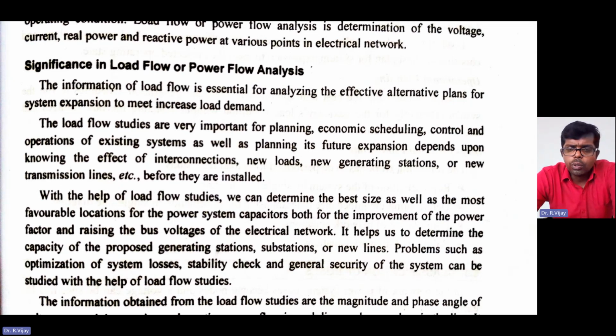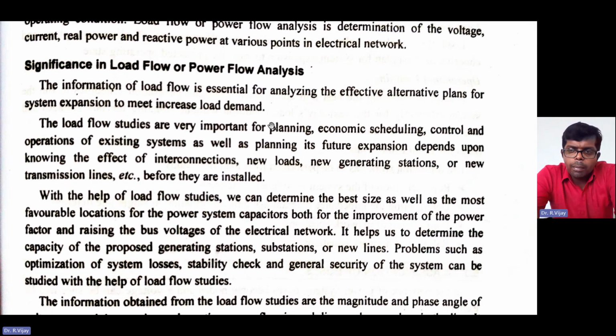Due to the increase in load demand, by testing all these values, say for example voltage, current, real power, reactive power, we can see what is the change in the voltage, the change in the real power, the change in the reactive power. So easily the load demand can be managed using these parameters. So load flow analysis is very necessary. Next, load flow studies are very important for planning and economic scheduling.